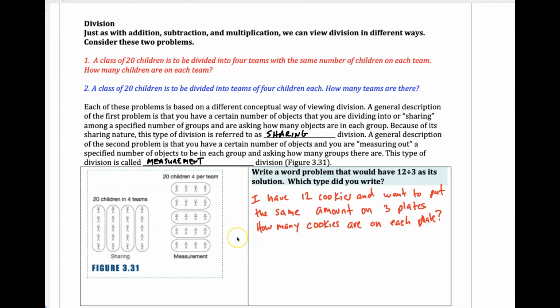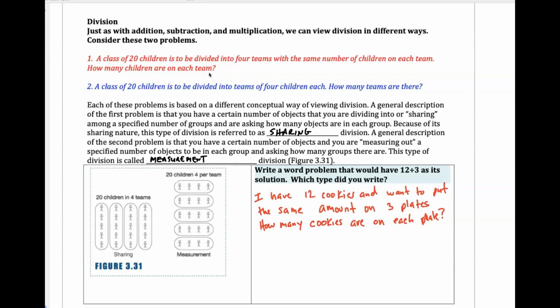We're going to take a look at division of whole numbers. And we start with these two problems, this one in red and blue. Go ahead and take a look at those, read those to yourself. Pause and do that.